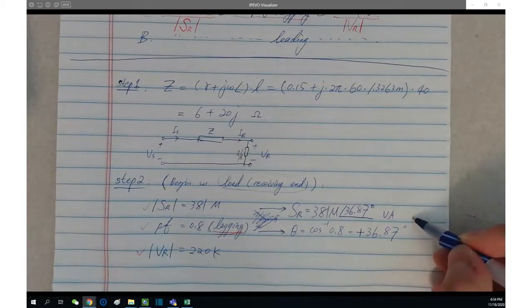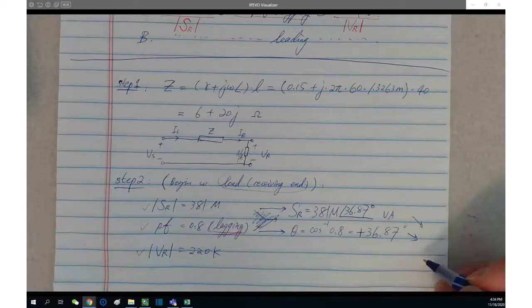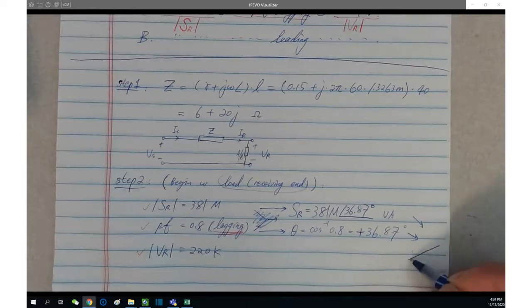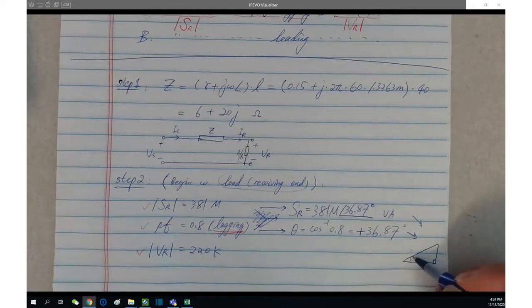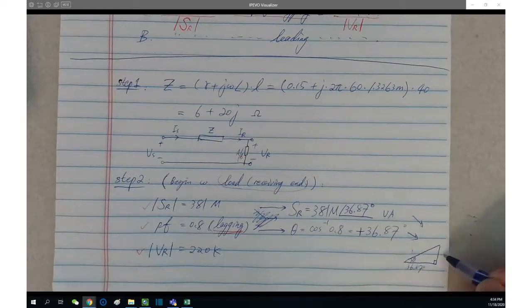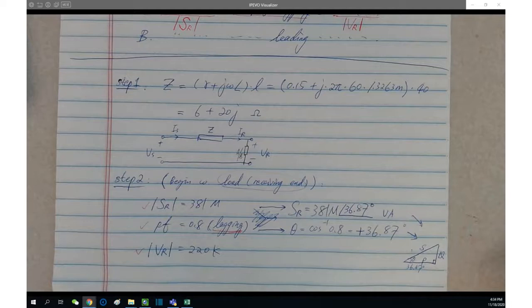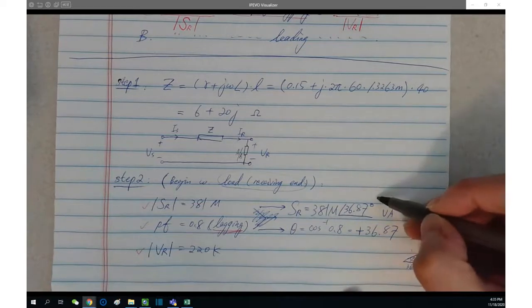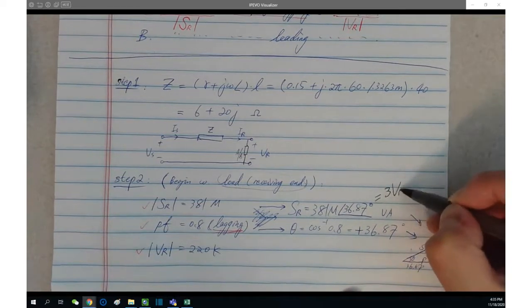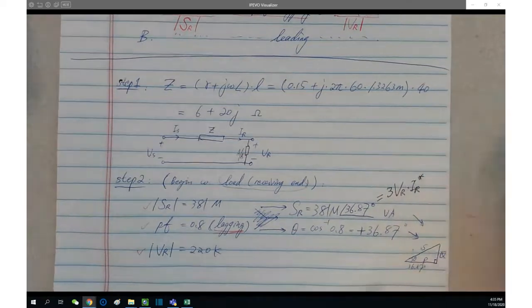Actually, these two can further give you what? I always like this power triangle. So this is theta, 36.87 degrees. Here is Q. Here is P. This is S. So we got SR in phasor. That's very important because later on, what we realize is this equals 3 VR times IR conjugate, right?